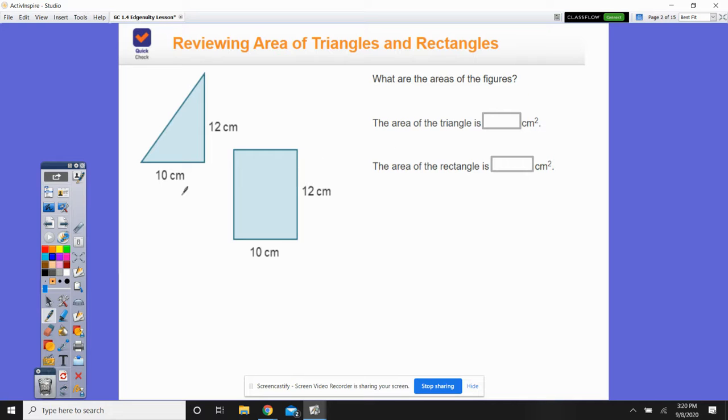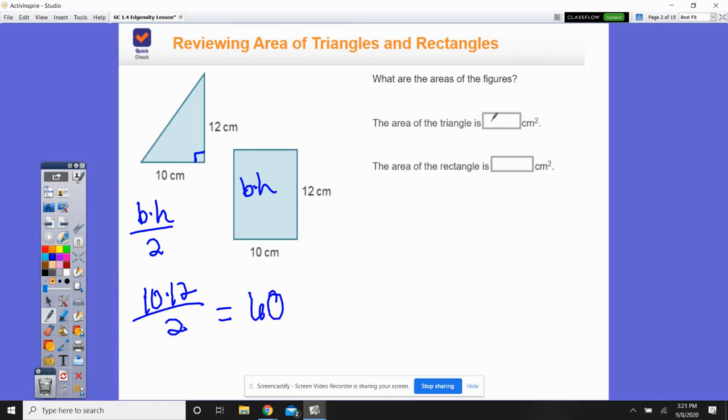What are the areas of the figures? Remember, for triangles, we're doing the base times height, divide by 2. And for rectangles, we're just doing base times height. So for the triangle, the base is 10, the height is 12, and we will divide that by 2. Remember, you're looking for that right angle to find your base and height. That would be the same thing as 120 divided by 2, which is 60. And we're talking about centimeters squared because we're actually counting all those little squares.